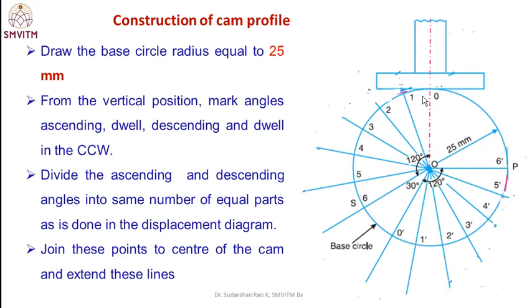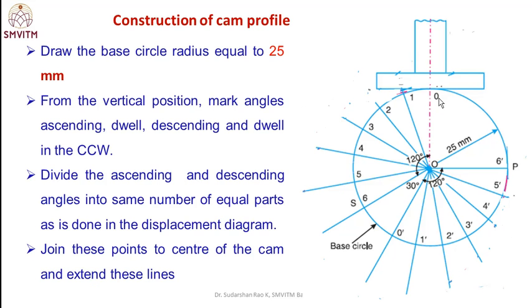In the cam profile construction, first draw the base circle. The radius is 25 mm, which is given in the problem. The minimum radius of the cam is 25 mm. Therefore, draw a base circle of radius 25 mm and mark the point O at the center of the cam. Then from O, draw a vertical line, the vertical axis, which intersects the base circle at 0.